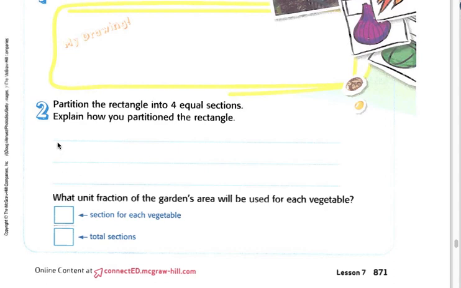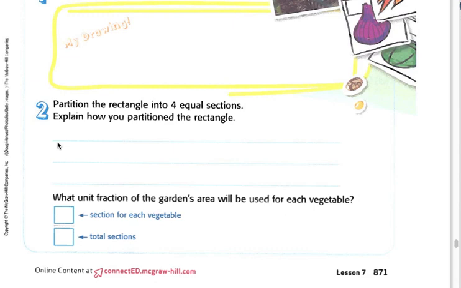And then in words it says explain how you did it. Well, let's just say how we did it. First, I cut the rectangle in half, drawing a line down the middle. Then I partitioned each of those 2 sections into 2 more sections. And that's exactly what we did.